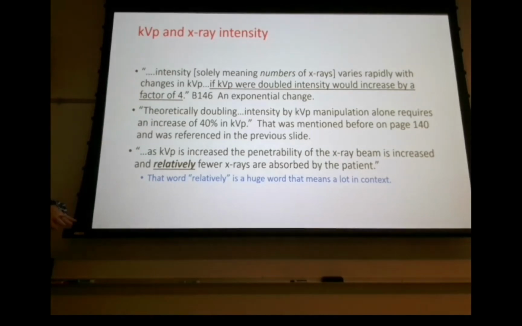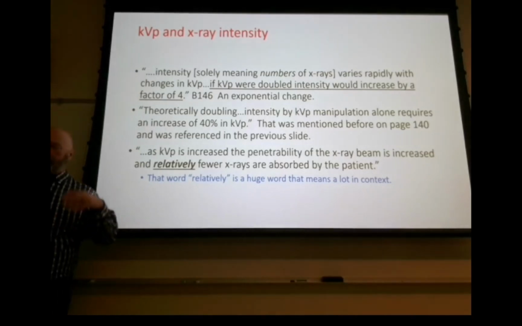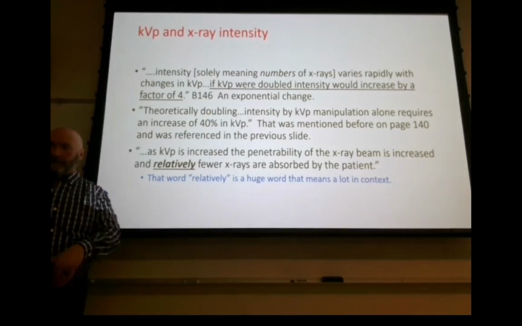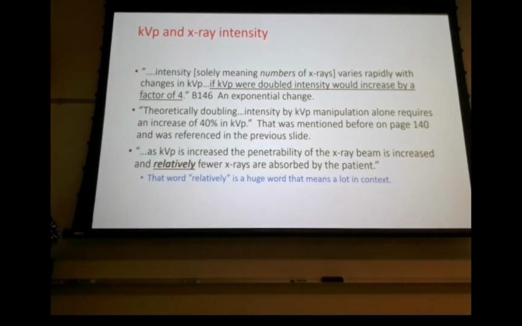What would happen at the image receptor? It would also go by a factor of 4. It'd go up by a factor of more than 4, really, because 30% increased the output by a factor of 2, right? 40% increases output from the tube by a factor of 2. So a doubling of the kVp is going to increase the exposure to the patient by a factor of 4, but to the image receptor even more than that. Okay, so it's more significant than the inverse or direct square law.